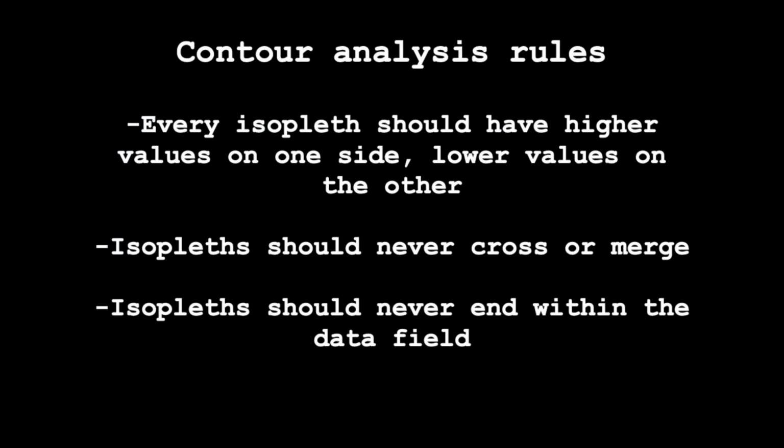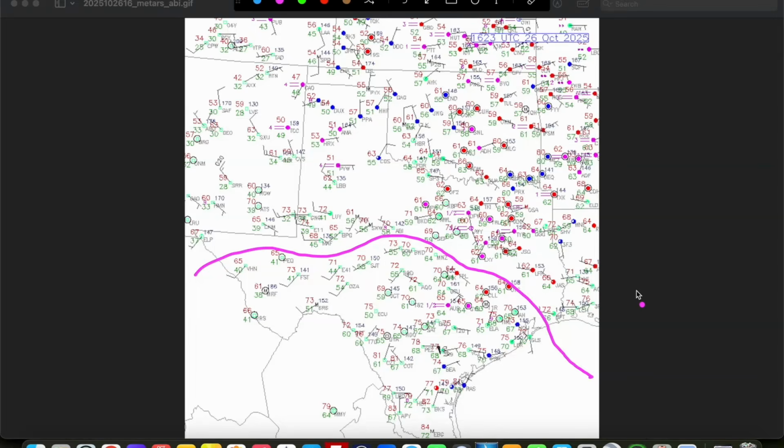And the final rule is that we need to label all of our isopleths. So once you've completed an isopleth on a map, let's say this is the 70-degree isotherm, you would label the isopleth at the edge of the domain and then maybe a couple points in the middle, just so you can keep track of which isopleth is which. This benefits you as the forecaster and those who are viewing your forecasts.